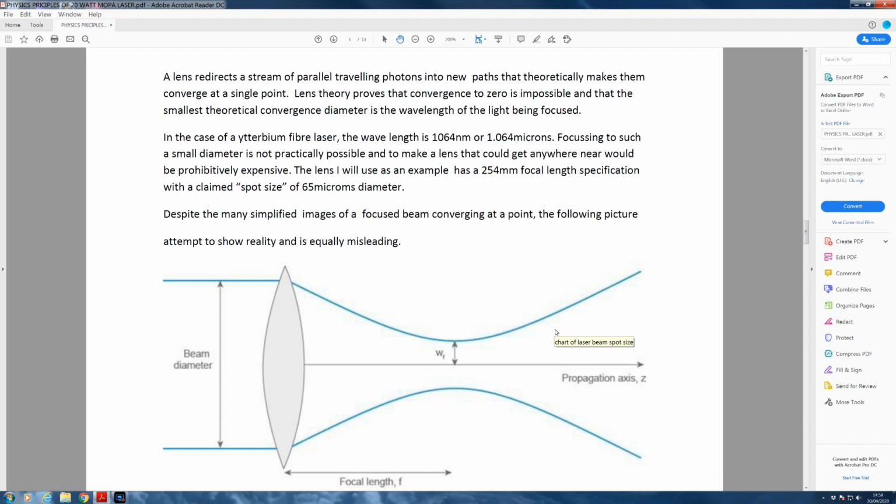Now the problem is it would be incredibly expensive to make a lens which physically focused down to the theoretical minimum 1 micron. And in reality, all lenses have got something called aberration, which means that they do not pass through this theoretical focus point. You will see the path of light described through a lens in the way that I've shown it on this diagram here. That's totally ludicrous because light cannot bend around corners. So how does this diagram come about?